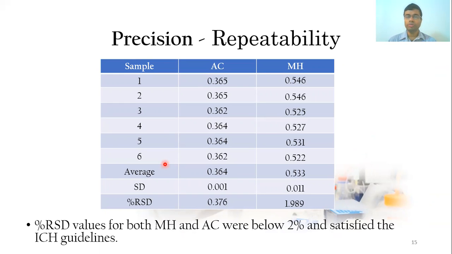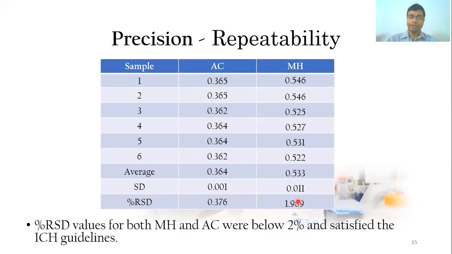Precision is also a very important parameter. If I briefly explain, it is not really the accuracy, but how close your readings are to each other. Here we have demonstrated it by using 6 samples. We prepare the same concentrated sample 6 times and take the average, and you can see the standard deviation: 0.001 for the AC and 0.011 for MH. The relative standard deviation for this one is very low, and this one is a little bit higher.